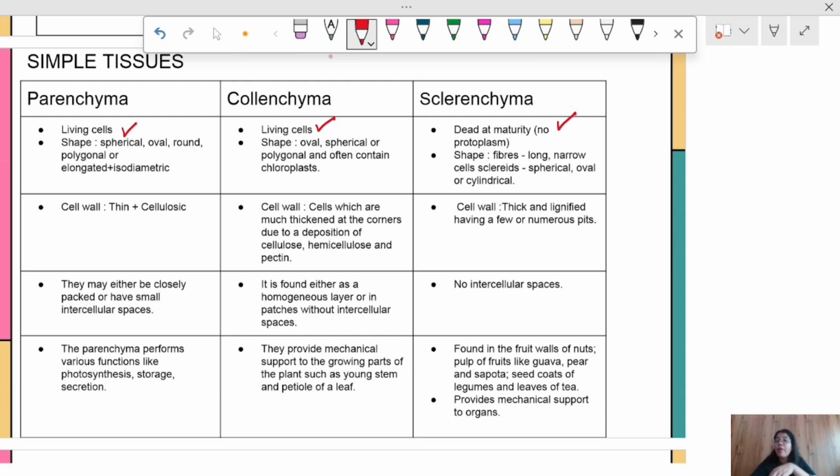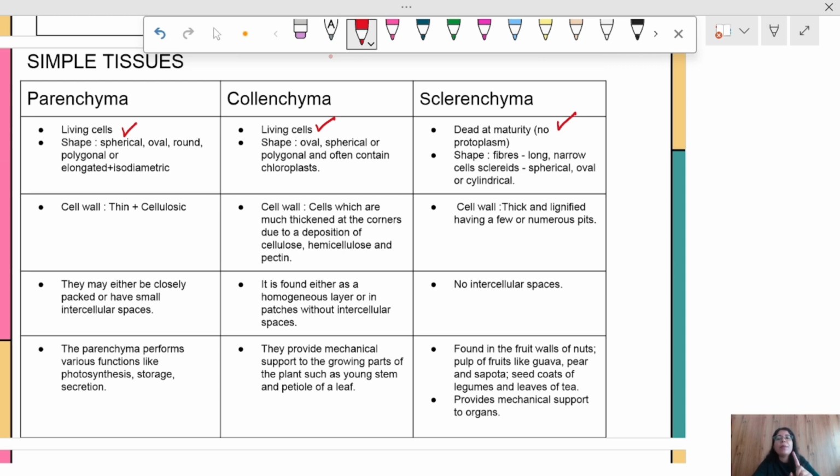These tissues are made up of living cells, but sclerenchyma is made up of dead cells. They will differentiate, they will change. I told you the meaning of differentiation. When the meristematic cells are dividing, they will become specialized, they will change themselves, their structure, their physiology, their chemistry, biochemistry, and they will be able to do a particular function. So here the differentiation of this cell is like it will lose all its protoplasm and it will become dead at maturity. Understood? Now let's talk about their shape.